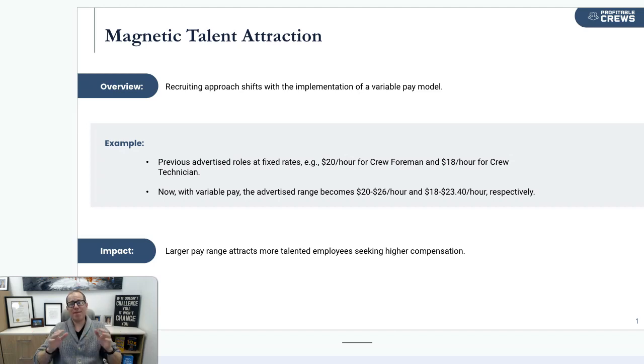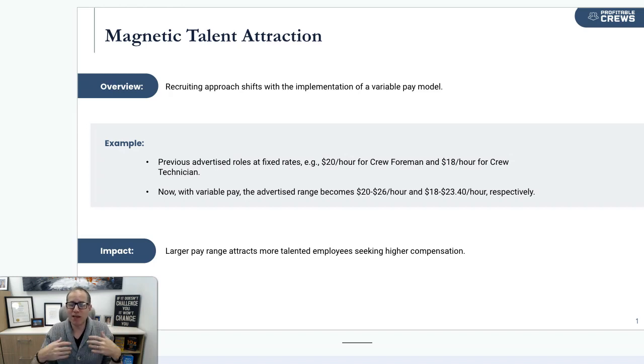So let's apply the magnetic talent attraction system to the case study in Sean's business. And then obviously you'll be able to apply this same methodology to your business after we go through and implement it into the case study. So what we would do is we would sit down with Sean and walk him through how implementing the profitable crew or variable pay model into his business has changed the way he's going to attract employees into his business.